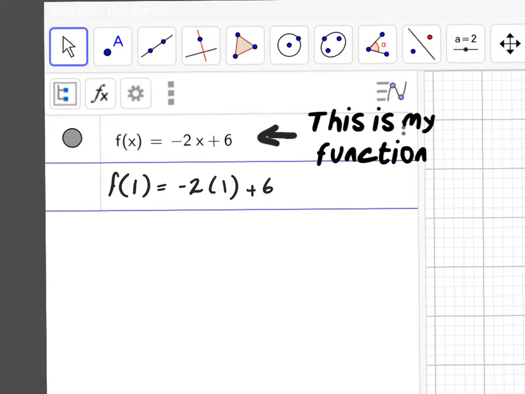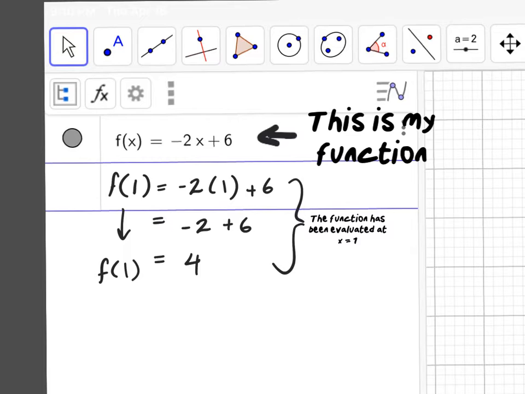Another popular name for this is called plugging in, like we plug in a value. Always follow the order of operations when you're evaluating numerical expressions. So at x is equal to 1, my output value is 4. 1 is my input, and 4 is my output.